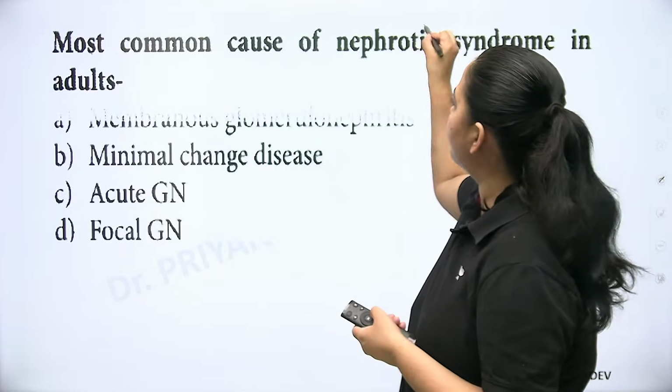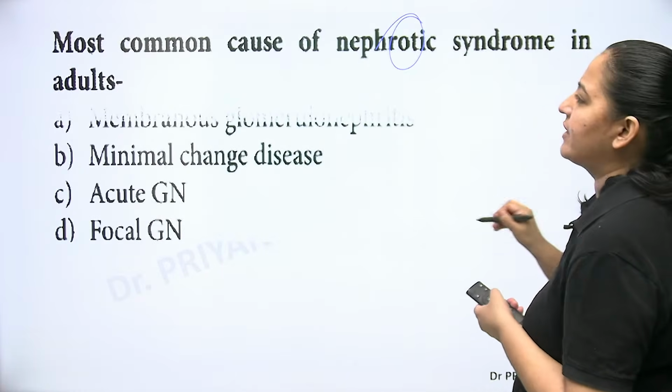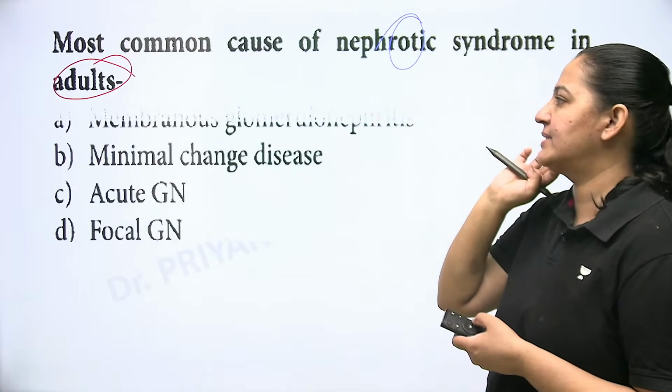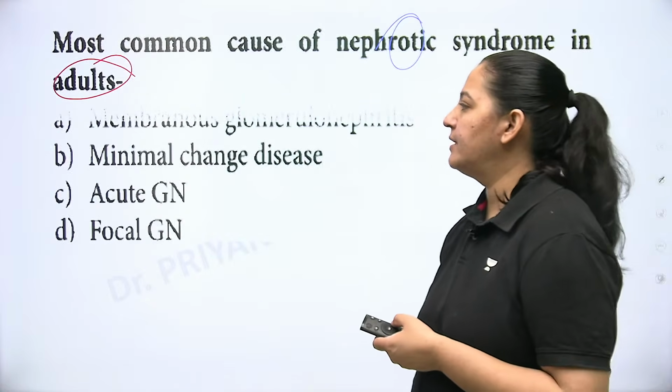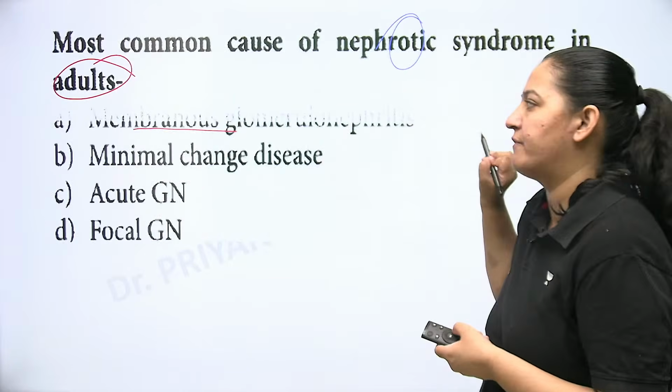What is the most common cause of nephrotic syndrome? Most common cause of nephrotic syndrome in adults, not in children. In adults, nephrotic syndrome in adults. So yes, you all are right. In adults, the answer is membranous glomerulonephritis.